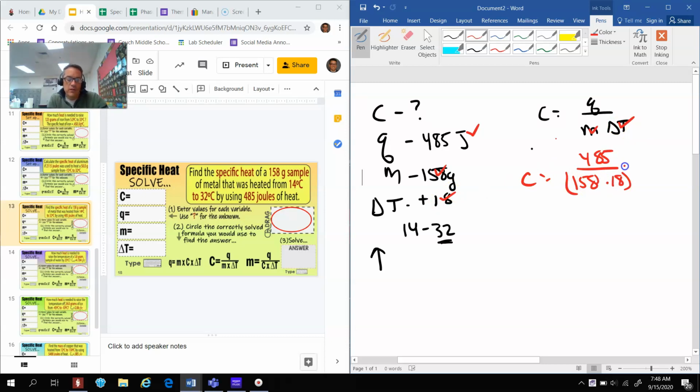So 485 divided by parentheses 158 times 18, close parentheses. This is an answer of 0.17. Again, this is a specific heat, so that's a reasonable answer. It will be joules per gram degrees Celsius. So this has very low specific heat, so it would change its temperature very quickly. Again, remember, think what this number means. It means that it doesn't need very much energy to make its temperature go up.